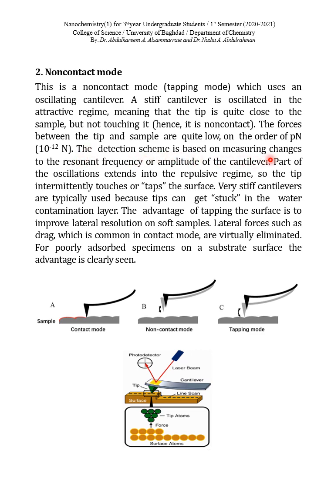The detection scheme is based on measuring changes to the resonant frequencies or amplitude of the cantilever. If the oscillations extend into the repulsive regime, the tip intermittently touches or taps the surface. Very stiff cantilevers are typically used because tips can get stuck in the water contamination layer. The advantage of tapping the surface is to improve lateral resolution on soft samples. Lateral forces such as drag, which is common in contact mode, are virtually eliminated. For fully adsorbed specimens on substrate surface, the advantage is clearly seen.